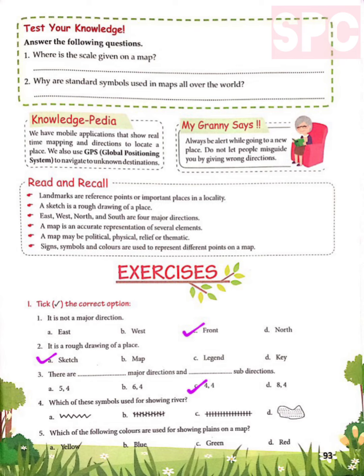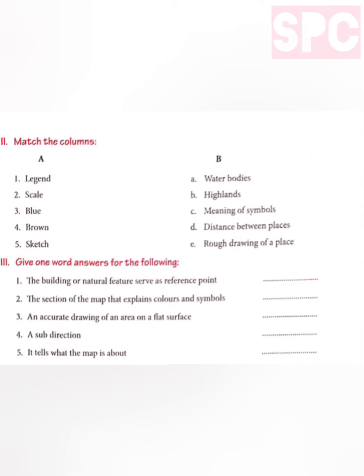Part 4. Which of these symbols is used for showing river? So here we will take option number A. This symbol is used for showing river. Part 5. Which of the following colors are used for showing plains on a map? Yellow, blue, green or red? So here we will take option number A, yellow. Yellow color is used to show plains on a map. Let's move on to the next page.